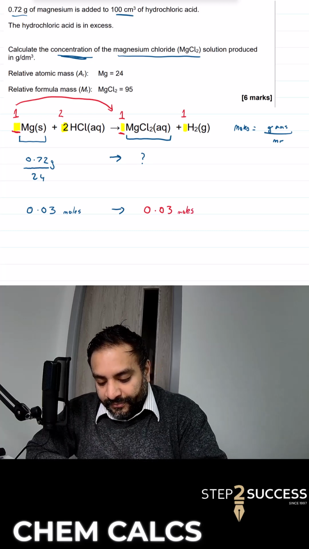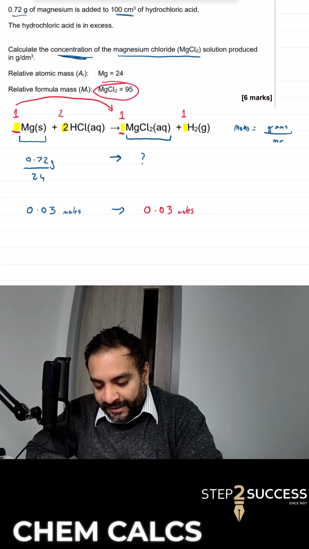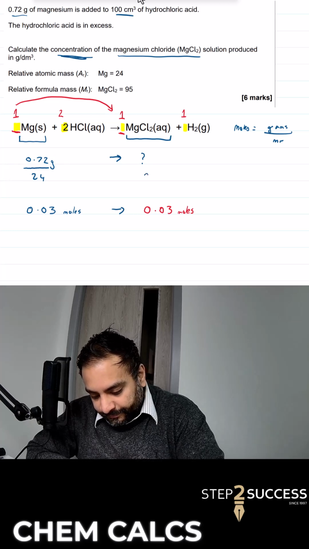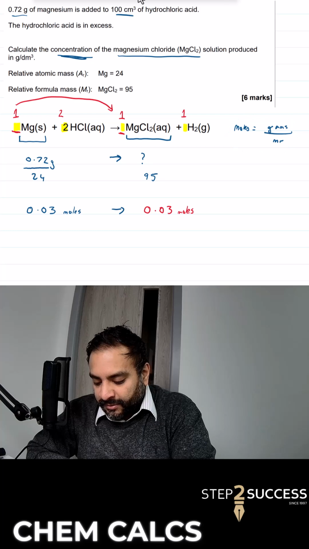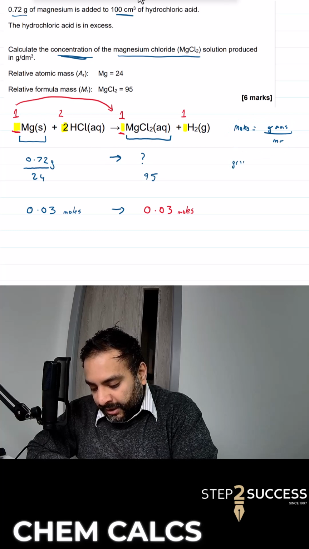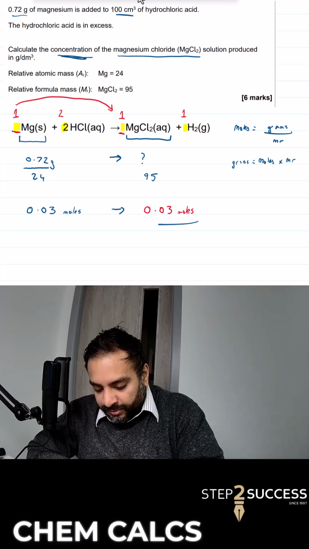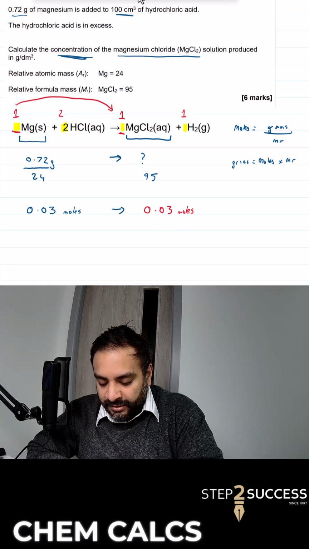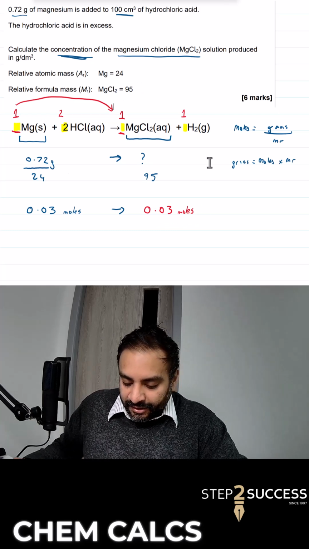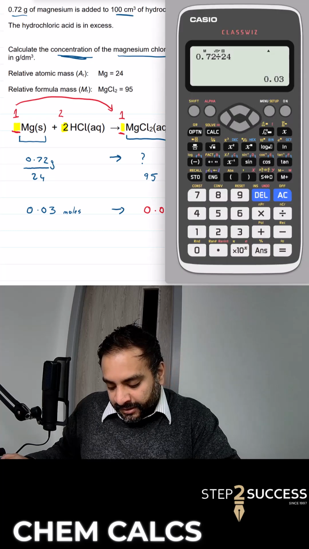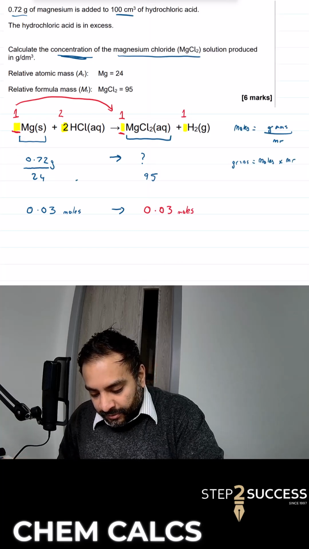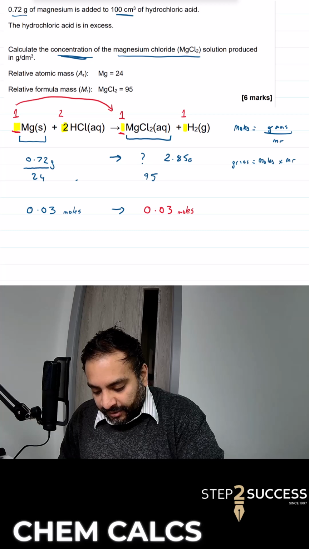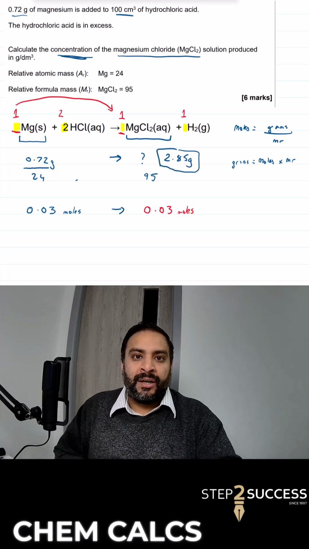What we can do now, because we already know the relative formula mass of magnesium chloride, I'll just write that down over here, we can go backwards from moles back to grams by basically rearranging this equation. If we wanted grams, it would be moles times Mr. So we've got moles, we've got the Mr there of magnesium chloride, it's given to you in the question. If we multiply these together, you'll get the mass in grams of the magnesium chloride. So 0.03 times 95 tells me that we are going to produce 2.85 grams of magnesium chloride from this reaction.